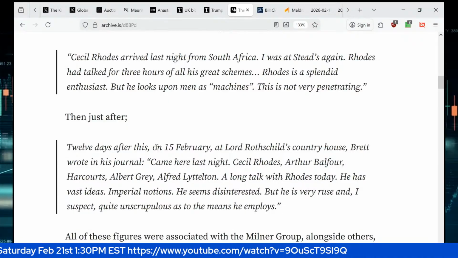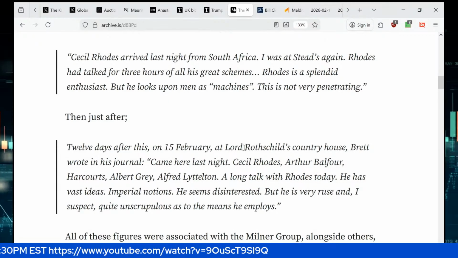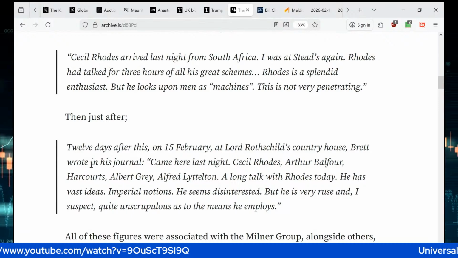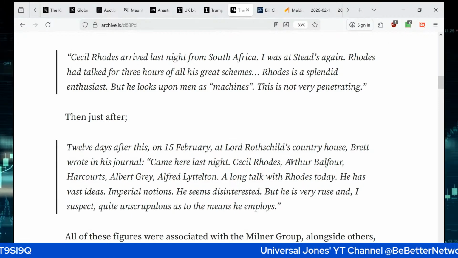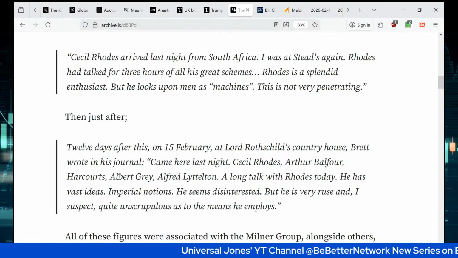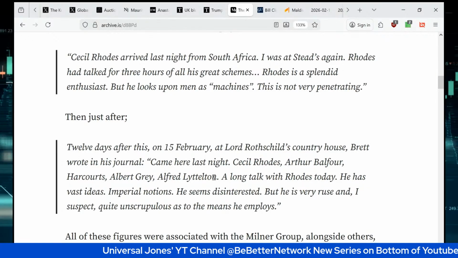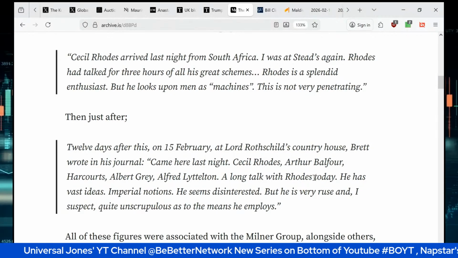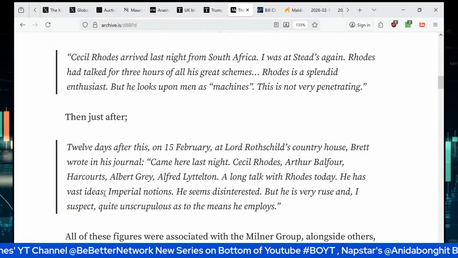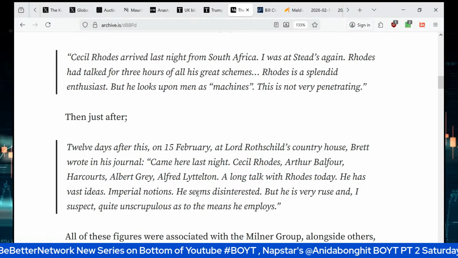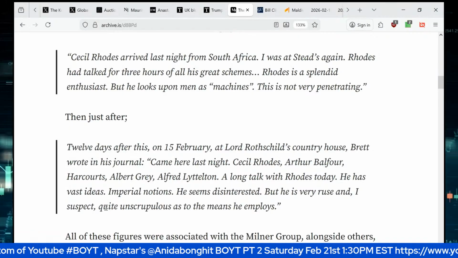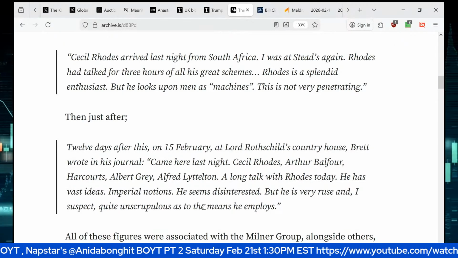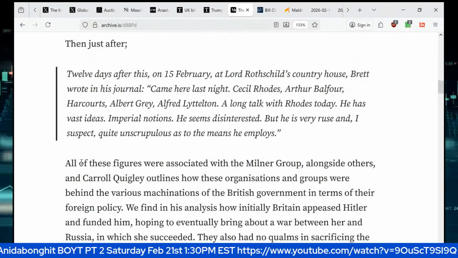Then just after, 12 days after this, on February 15th at Lord Rothschild's country house, Brett wrote in his journal, "Came here last night, Cecil Rhodes, Arthur Balfour, Harcourts, Albert Gray, Alfred Littleton. A long talk with Rhodes today. He has vast ideas, imperial notions. He seems disinterested, but he's very ruse and, I suspect, quite unscrupulous as to the means he employs."